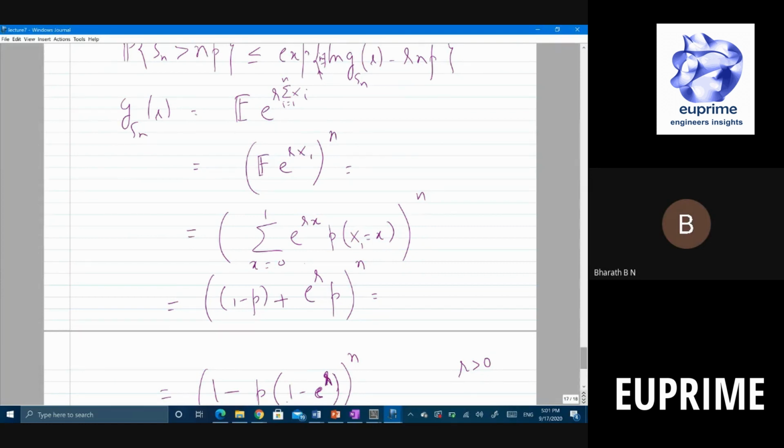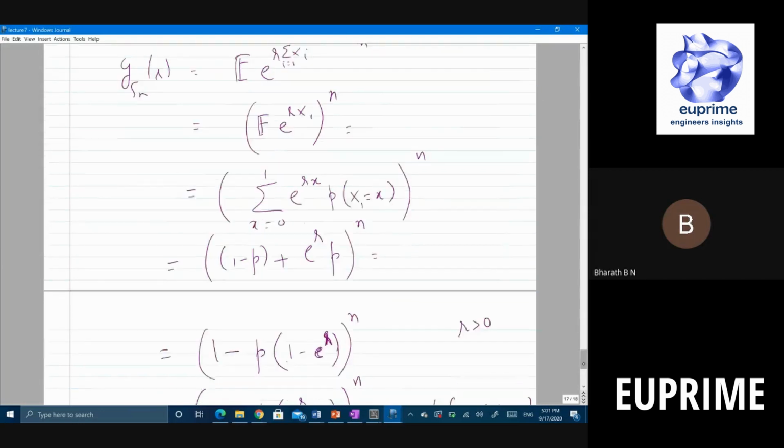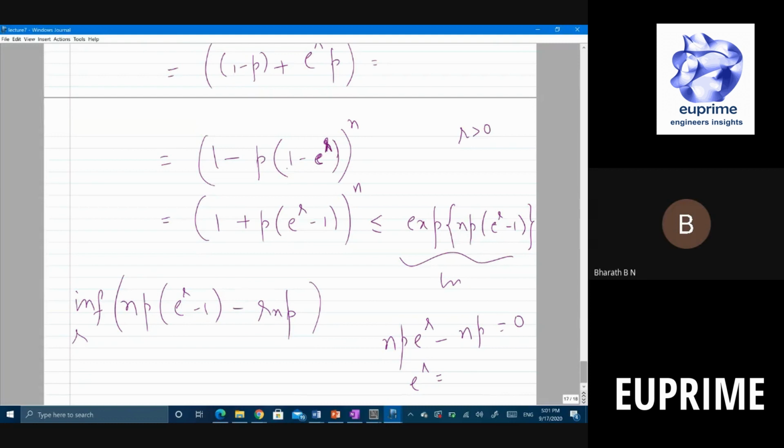Okay, fine. This is fine. E power rx. So whenever x equals 0, you have 1. The probability of x equal to 0 is 1 minus p, plus this will be e power r times p. So this is 1 minus p times 1 minus e power r, p times e power r minus 1. So this is e power r minus 1. So how do you write that line? Less than or equal to exponential of np times e power r minus 1, since 1 plus x is less than or equal to e power x, right? Obviously it's a very loose bound, but okay.